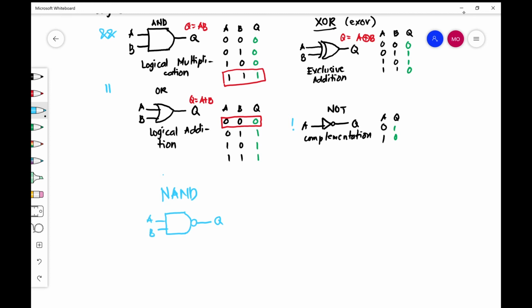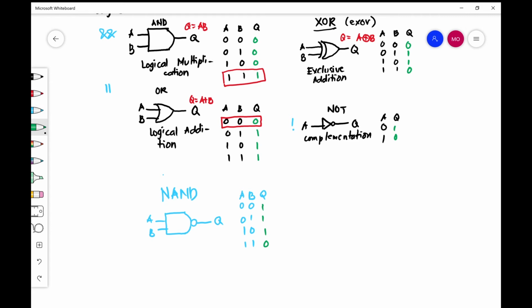If we get our inputs A, B, and Q, the output is the complement of the AND gate. Therefore, this is 1, 1, 1, 0. So you just think of the AND gate and then complement the output. Or it outputs 0 only if both of the inputs are 1.